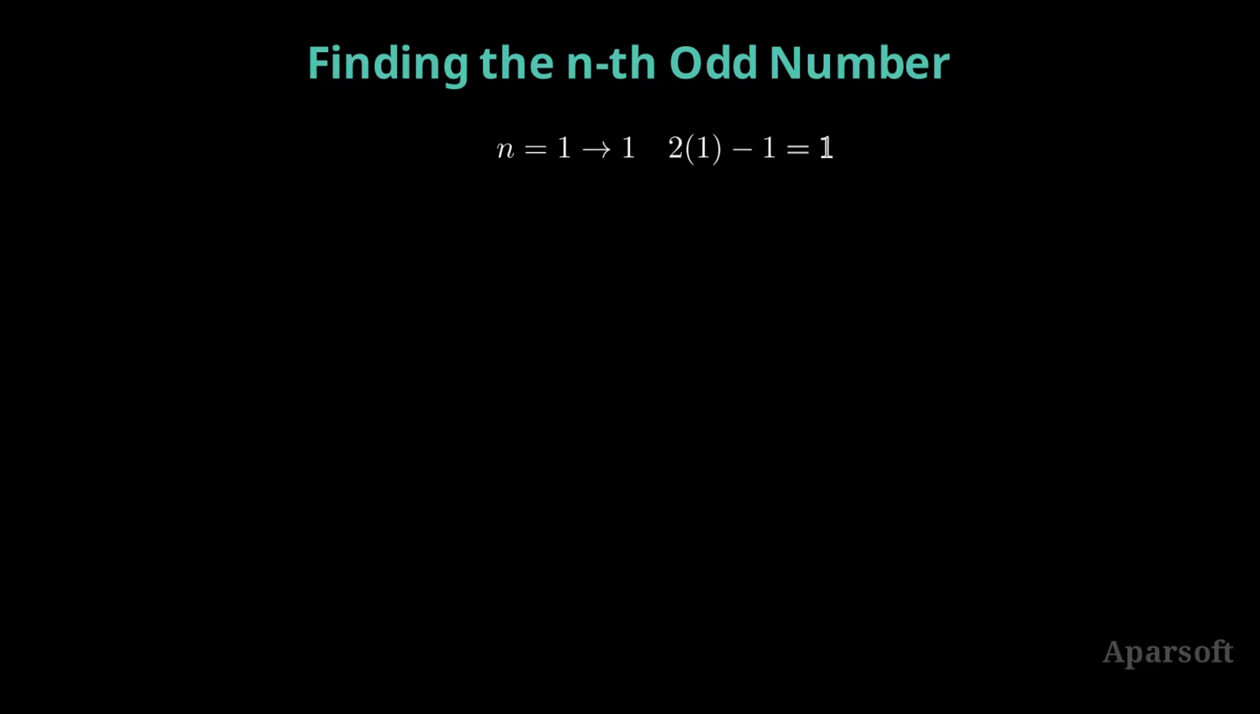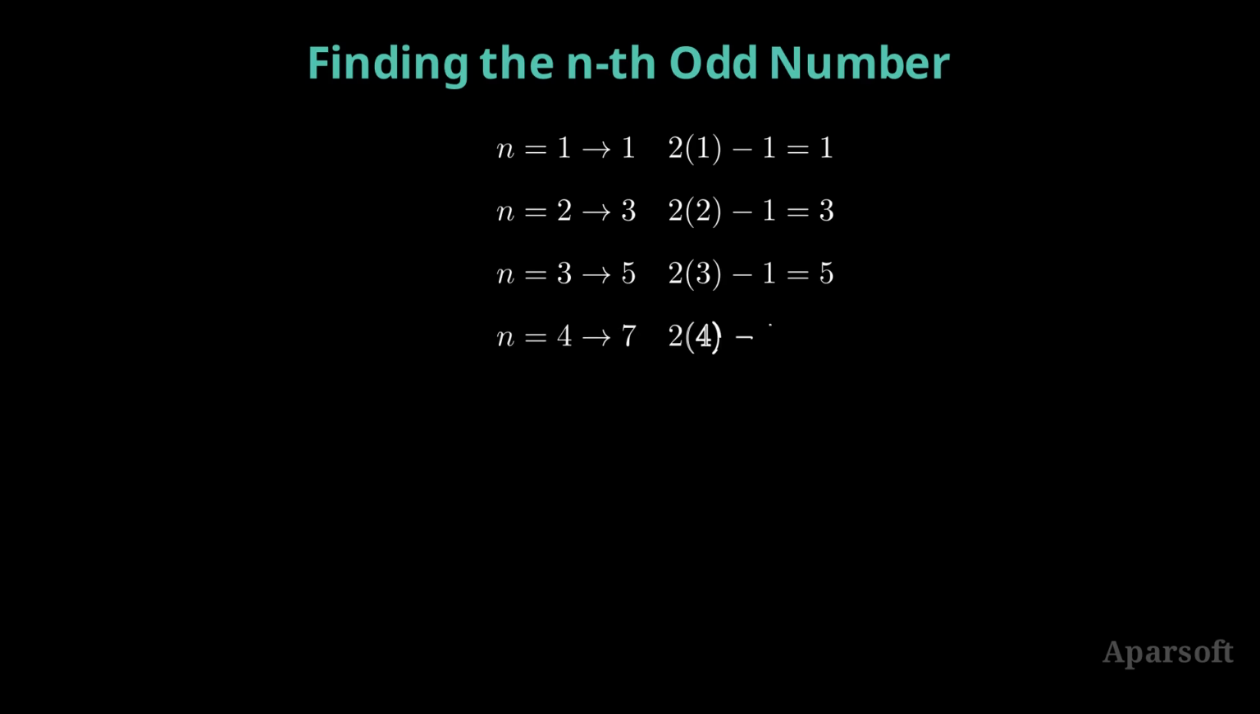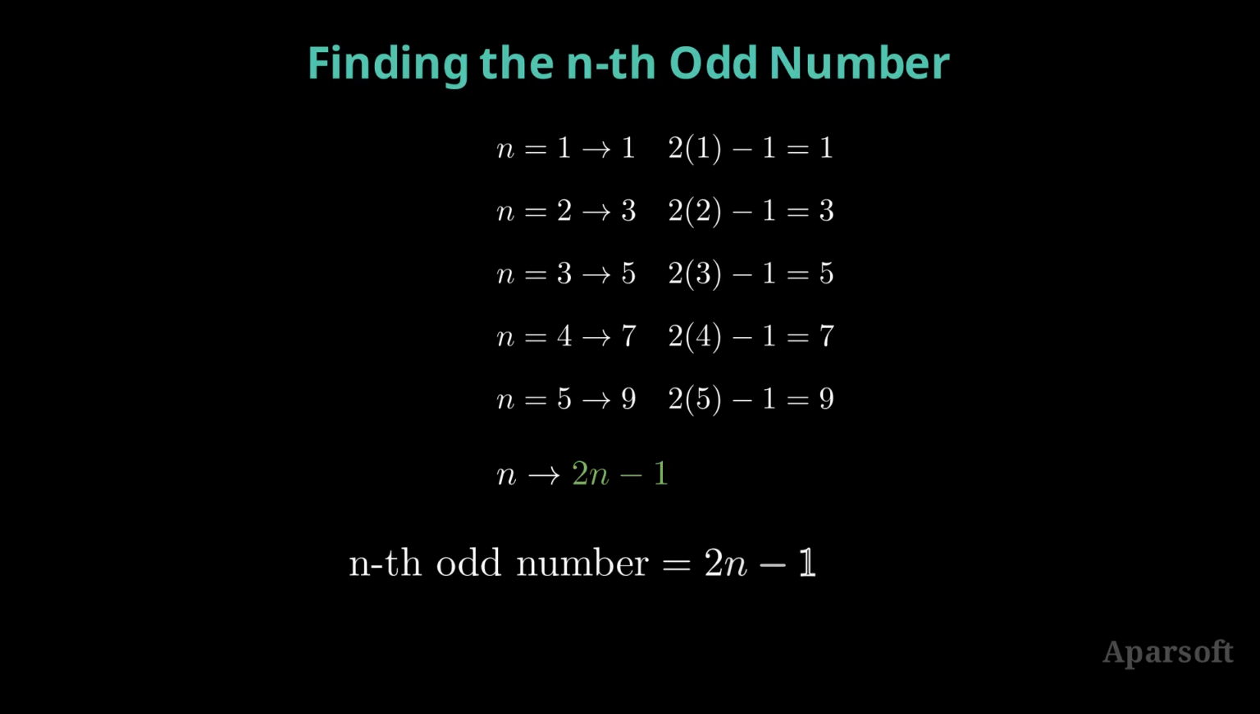But wait, how do we find exactly which odd number to add? Here is the nice pattern we can use to find the nth odd number. The first odd number is 1. 2 times 1 minus 1 is 1. Easy enough. The second odd number is 3. And look, 2 times 2 minus 1 is 3. The third odd number is 5. 2 times 3 minus 1 is 5. Piece by piece. The fourth is 7. Similarly, 2 times 4 minus 1 is 7. The fifth is 9. And we get 2 times 5 minus 1 is 9. Do you see the pattern? The nth odd number is 2n minus 1. It really is that simple.